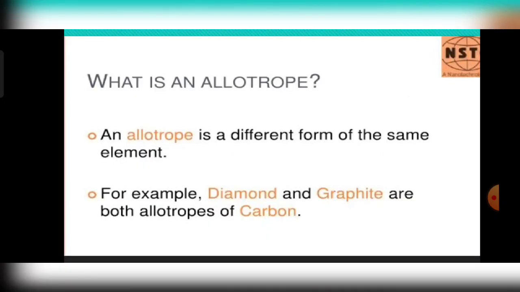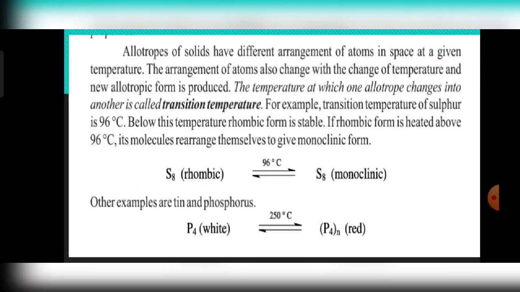An allotrope is a different form of the same element. For example, diamond and graphite are both allotropes of carbon. So carbon can exist in two forms, diamond and graphite. Allotropes of solids have different arrangements of atoms in space at a given temperature. We have studied two types of allotropic forms: the combination of atoms to form different molecules, for example O2 or O3, and second, the structural arrangement at different temperature.